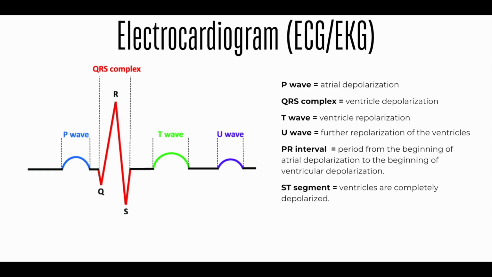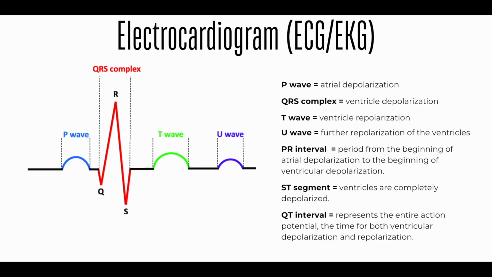And finally, the QT interval. The QT interval represents the entire action potential. So it's going to include both the ventricular depolarization and the ventricular repolarization.